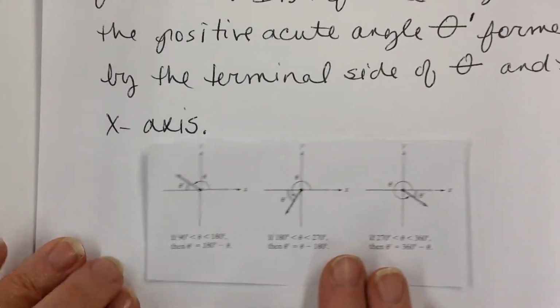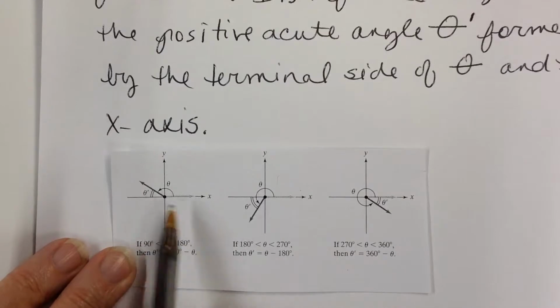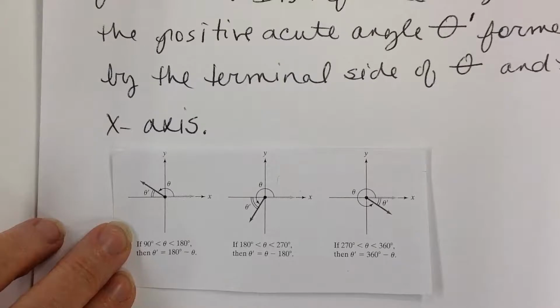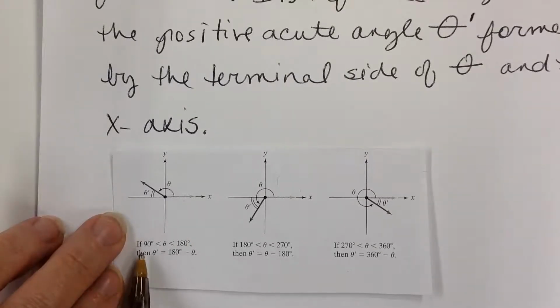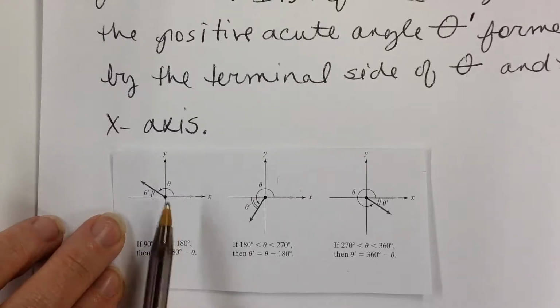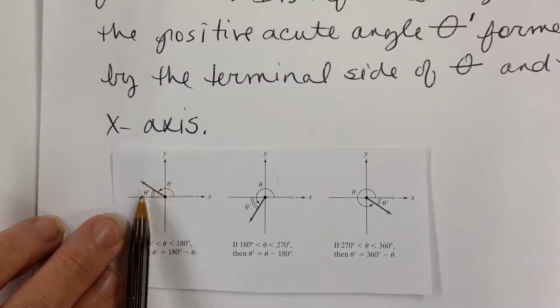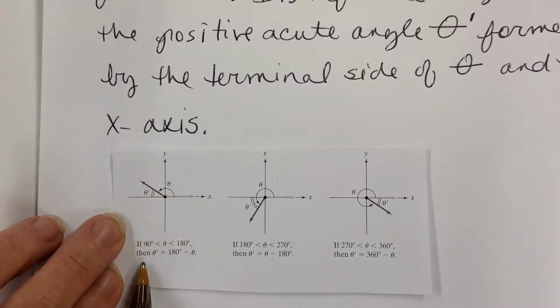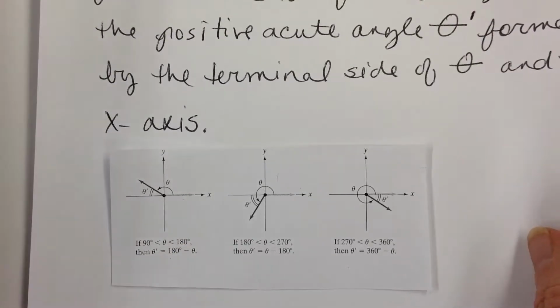Reference angles are found in quadrants 2, 3, and 4. For an angle that's in the first quadrant, that is your only angle. But when you're dealing with angles that are greater than 90 but less than 180, to find theta prime, you have to subtract 180 degrees minus theta.